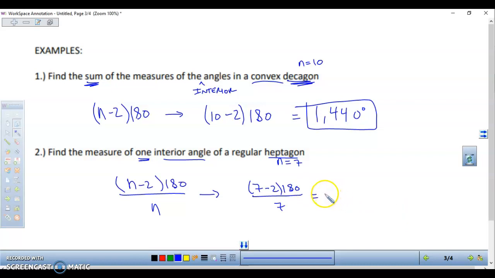All right. This one is a round, this one is approximate. Okay. Each angle measure is approximately 128.57 degrees. Roughly. All right. Sweet. And then there's one last example.